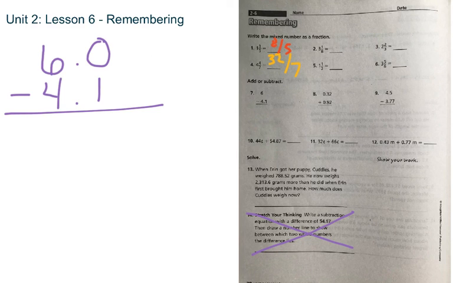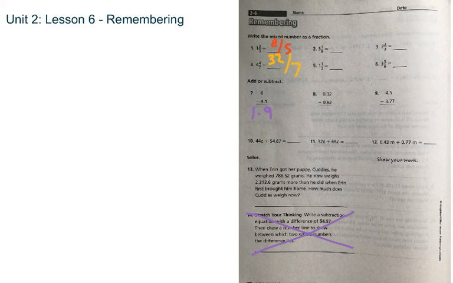So 6.0 minus 4.1. Now we can see we can't take 1 away from 0, so we're going to have to borrow. 6 becomes a 5, and the 0 becomes a 10. 10 minus 1 is equal to 9. Bring your decimal point down, and 5 minus 4 is equal to 1. So your answer here is 1 9/10, or 1.9.